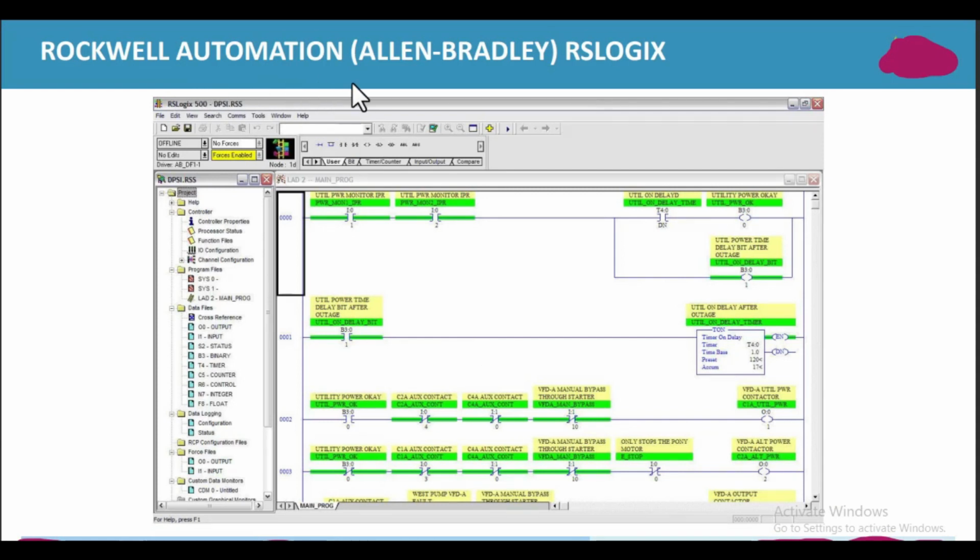This is the Rockwell Automation Allen Bradley. In this case, input is represented with I, and output is represented with Q. And this is its programming method. This is a timer. This is again the timer contact.